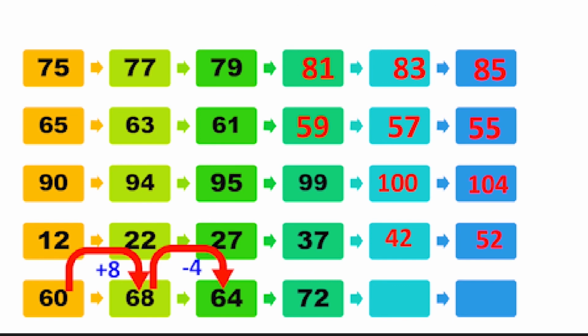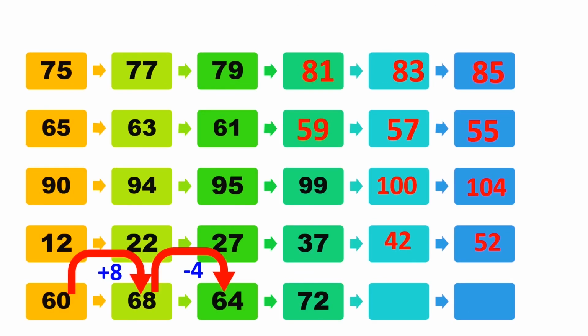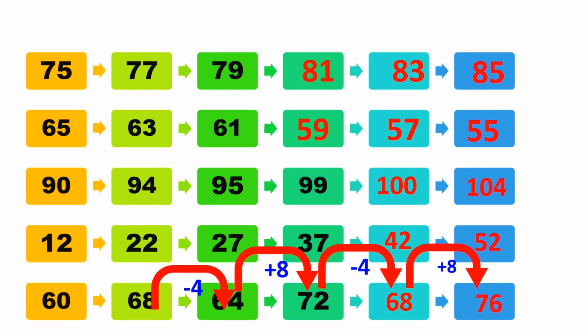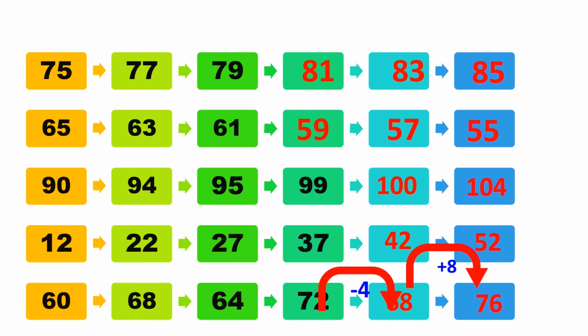What should we do in the next time? We will adding 8. Look, +8, 72. -4, we will jumping backward. So the result will be 68. And after 68, what will the result be? +8. The result will be what? 68 + 8, 76.